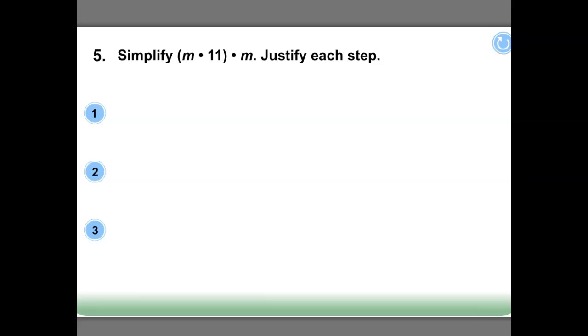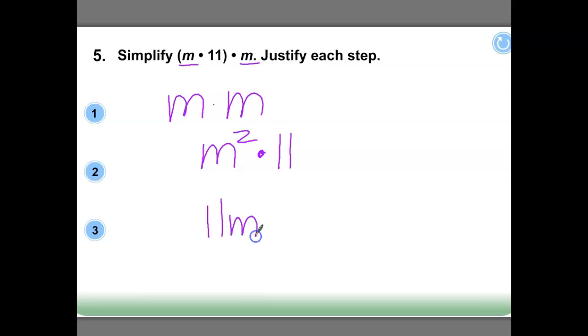And my last example, we have to simplify again. On this one, we have m times n. So if I have m times m, I have m squared, just like 2 times 2 is 2 squared, times 11. Since it's multiplication, you can actually multiply these together to get 11m squared. This would be our simplified answer.